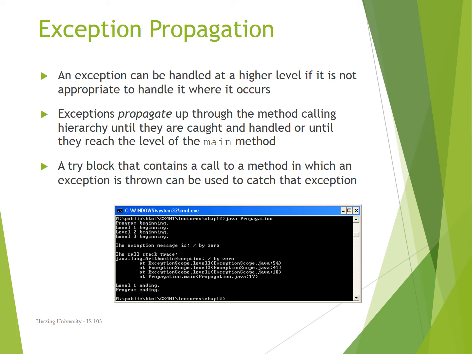Exception propagation. An exception can be handled at a higher level if it is not appropriate to handle it where it occurs. Exceptions propagate up through the method calling hierarchy until they are caught and handled, or until they reach the level of the main method. A try block that contains a call to a method in which an exception is thrown can be used to catch that exception. Please review the example below.